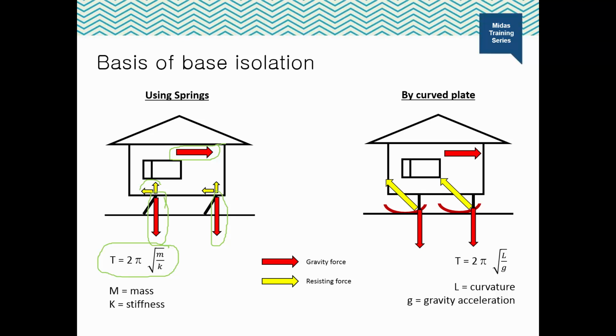And the yellow arrows represent the restoring force that will be generated due to the presence of the springs. And then similarly, in the curved plate or in the friction pendulum, the time period of such a motion can be calculated using 2 pi root L by g. Here, this is the downward force and this is the inertia force. And the restoring force can be represented using the yellow arrows, which will be normal to the point of contact.